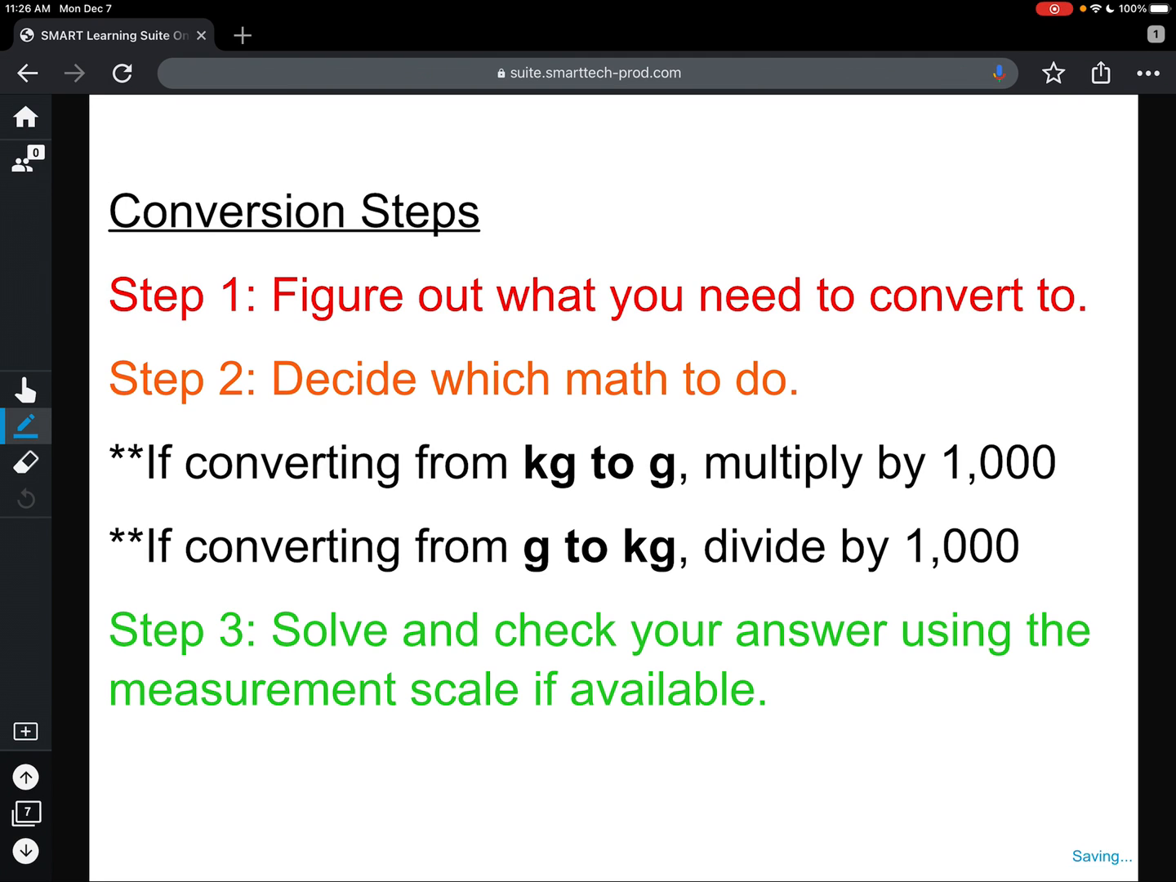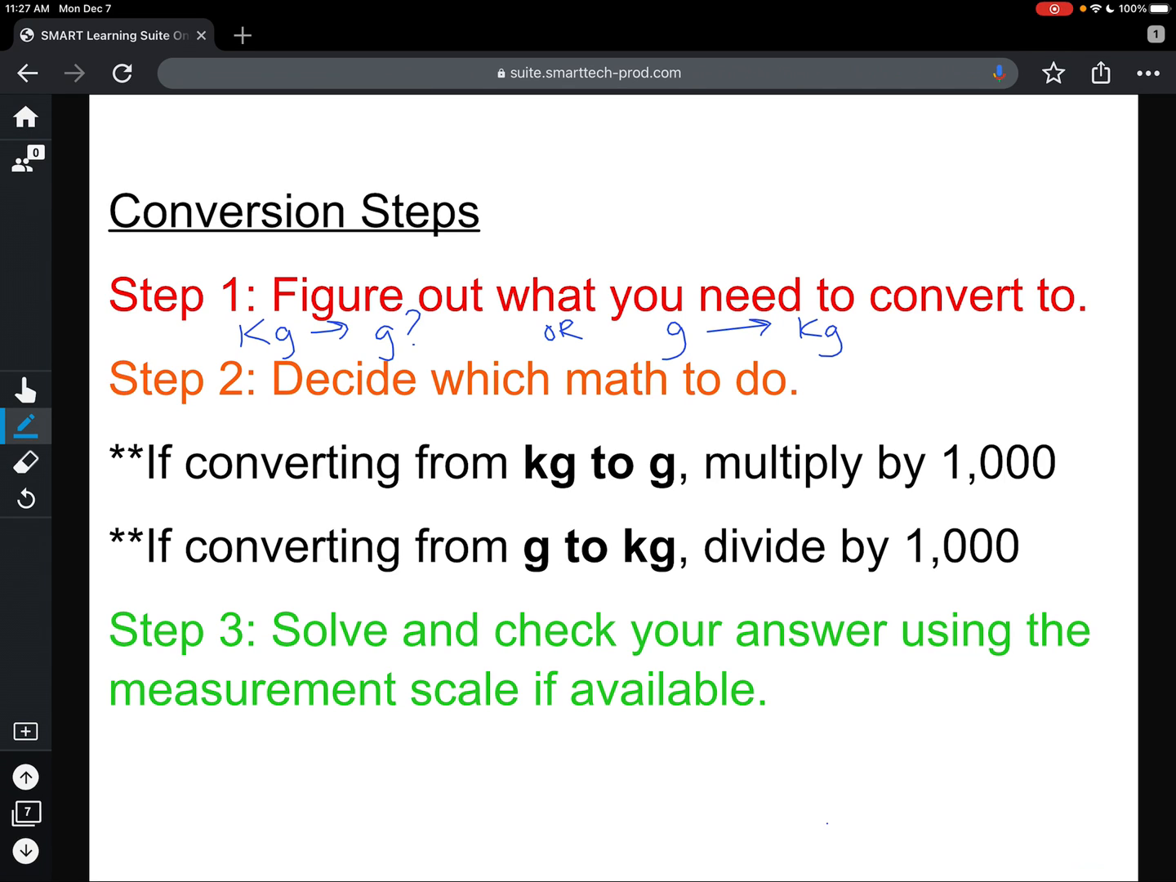So, our objective was to be able to convert between grams and kilograms. So, there are some steps that you're going to have to follow to be able to meet our objective for today. Step number 1, you have to figure out what you need to convert to. So whether that means you're converting from grams to kilograms or kilograms to grams. That's what you have to decide, based on what the problem is asking you to do.